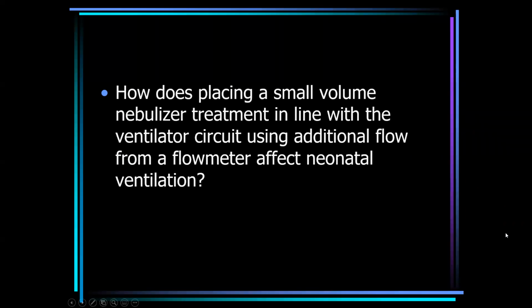How does placing a small volume nebulizer treatment in line with the ventilator circuit using additional flow from a flow meter affect neonatal ventilation? Whew, that's a long question. So when you put a nebulizer treatment in line, and then you hook up your oxygen tubing to a flow meter, you turn on the flow meter, and now you're adding extra flow into the circuit. Does that mess things up?